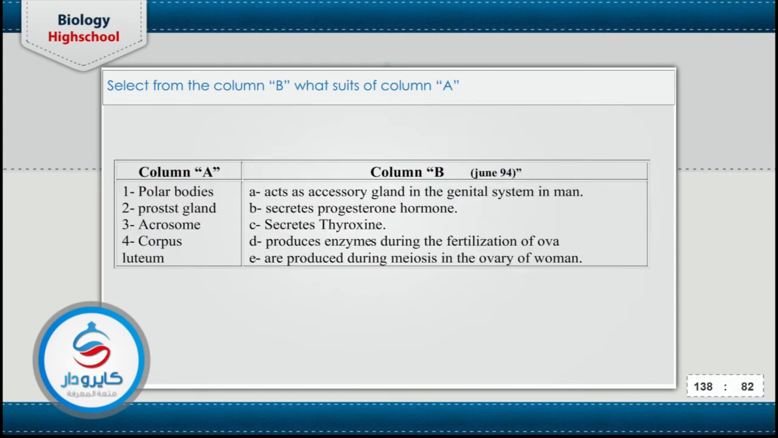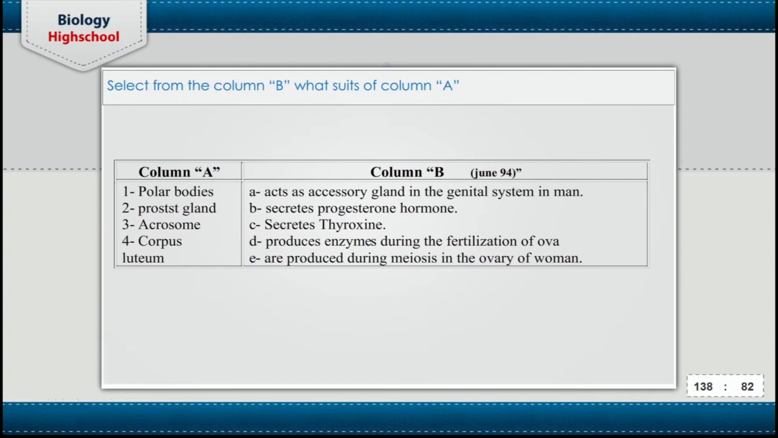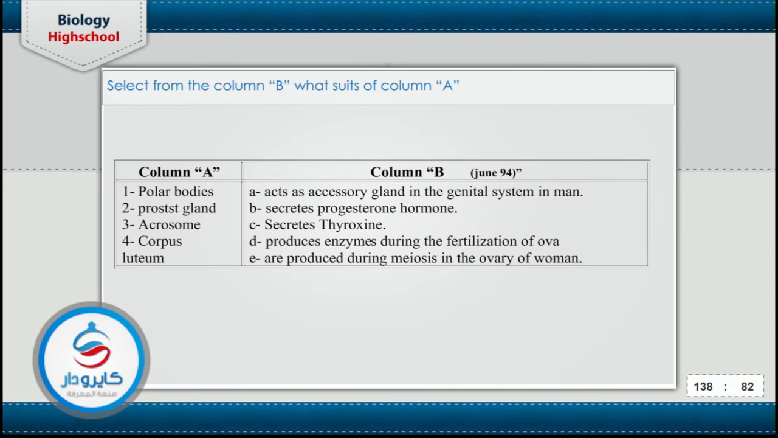The next question. Polar bodies, prostate gland, acrosome, corpus luteum. That's the column A. But column B contains number A, acts as accessory gland in the genital system in men.